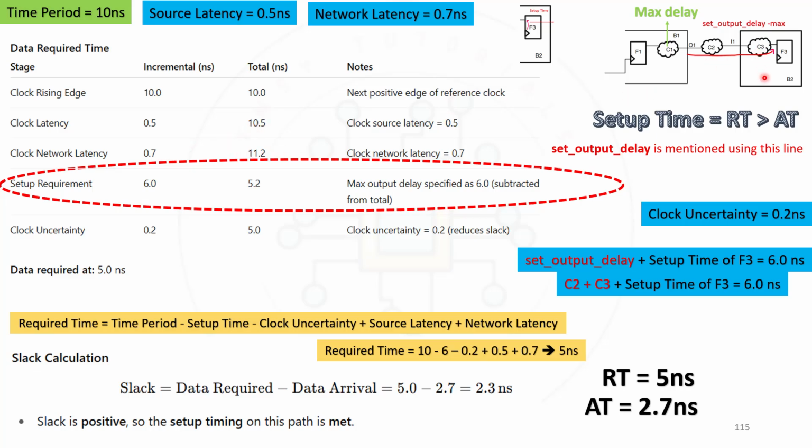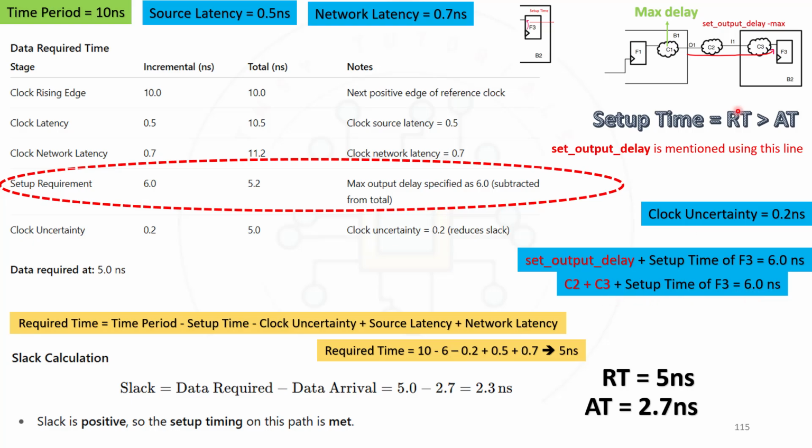Now, as we are going for setup analysis and we are calculating the required time, the required time is something which will be calculated at flip-flop F3. So for this particular flip-flop F3, we need to know about the setup time. Setup time is something which will be present between clock pin and data pin, and this value we get from the dot lib. So what I'm doing here is max output delay specified as 6. So that setup requirement which we are considering is 6 nanosecond. So here the set output delay plus setup time of flip-flop F3 put together is 6 nanosecond, which is nothing but C2 plus C3 plus setup time of flip-flop F3 is 6. So put together C2 plus C3 followed by the setup time, the value that I am getting is 6 nanosecond.